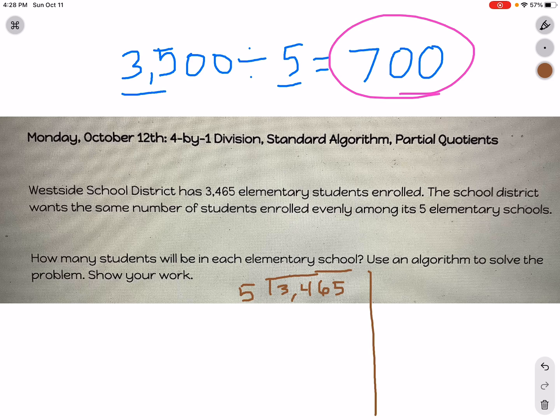Well, let's look at this. We know that 5 will go into, if we estimate it, at 3,500, we know that 5 will go into 3,500 700 times. Okay, well, let's use that knowledge and that information we have to help us start with our partial quotients. Let's do something that's easy, okay? I'm going to use 500. Let's go with 500. 500 times 5 is 2,500.